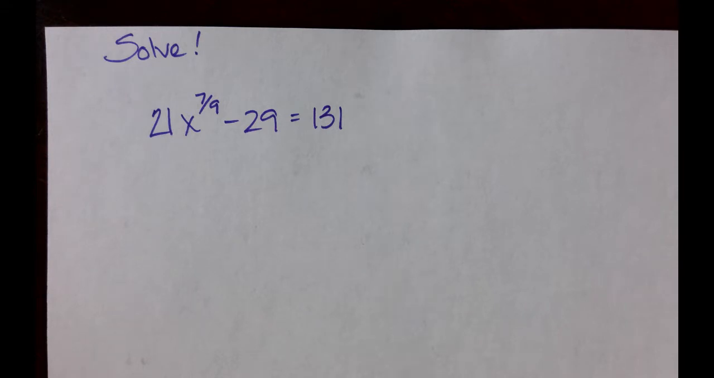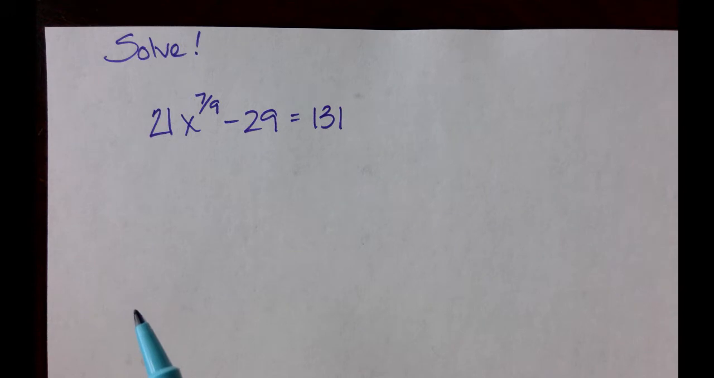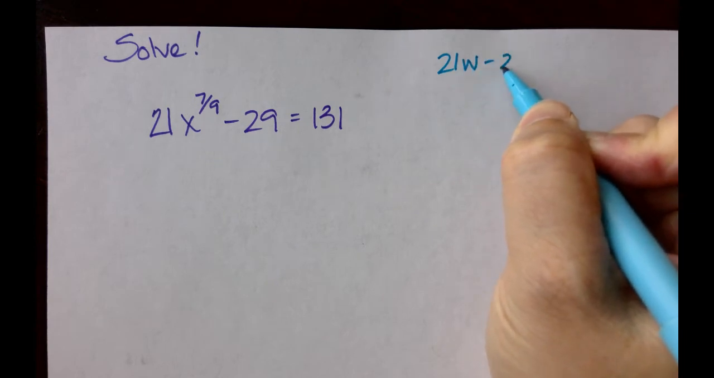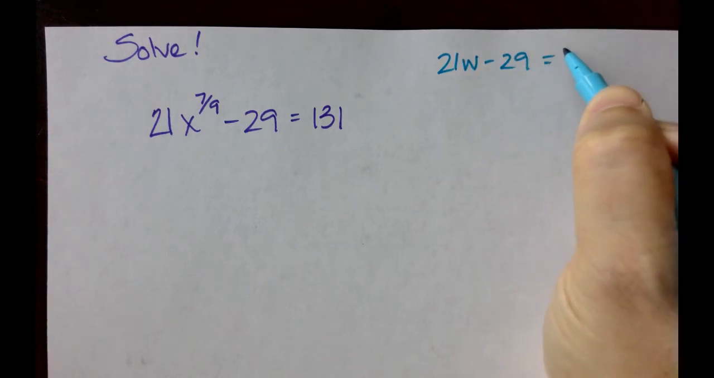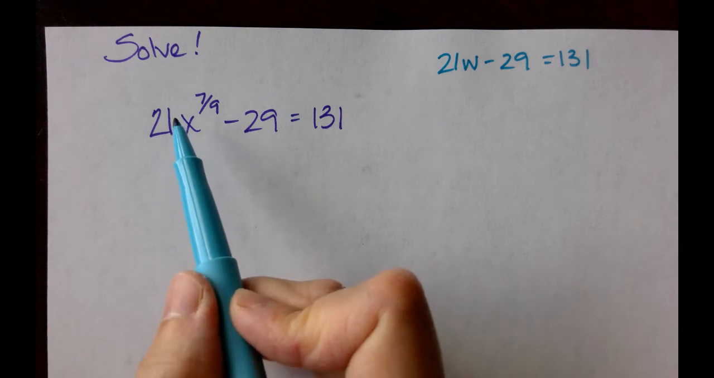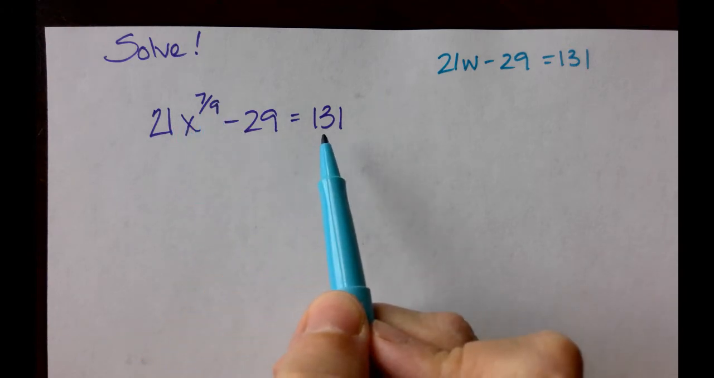scenes. If you were to just charge in here and try to solve this, my recommendation is that you ignore this exponent of 7/9 and you just try to solve this like a regular algebra equation, like 21w minus 29 equals 131. Solve it just like you would solve that and then deal with the complications later. So my equation reads 21x to the 7/9 minus 29 equals 131.